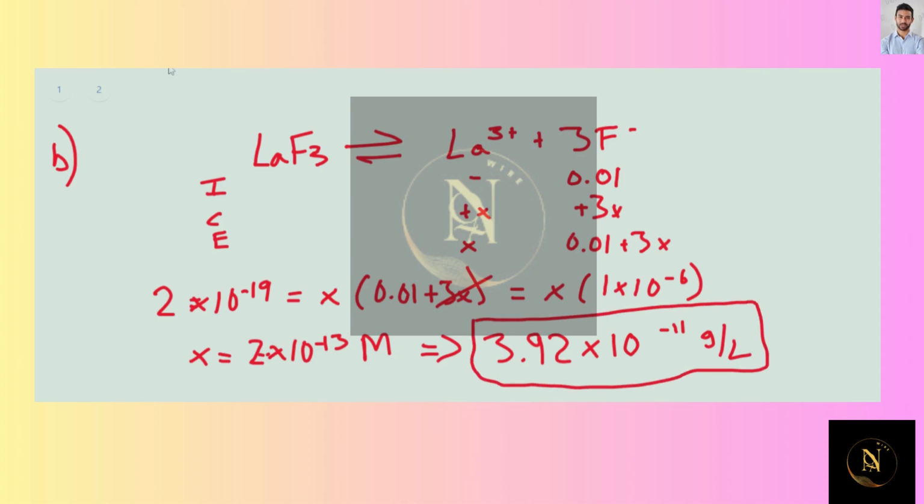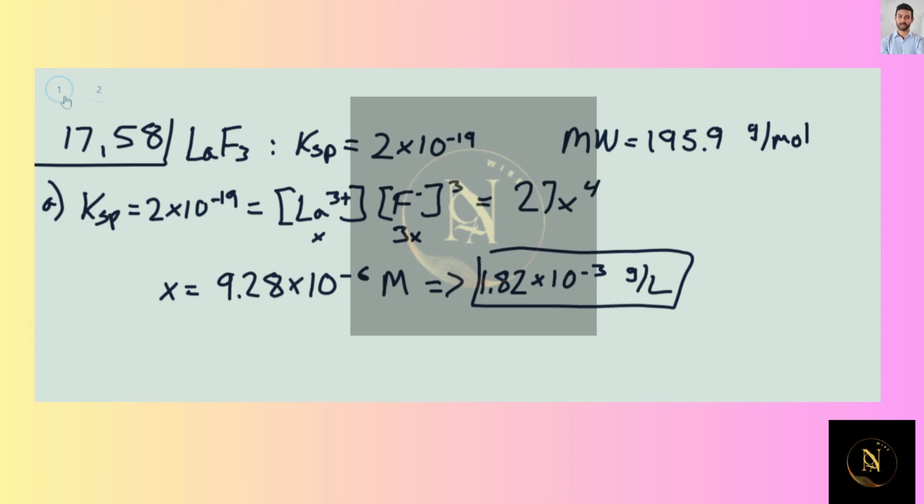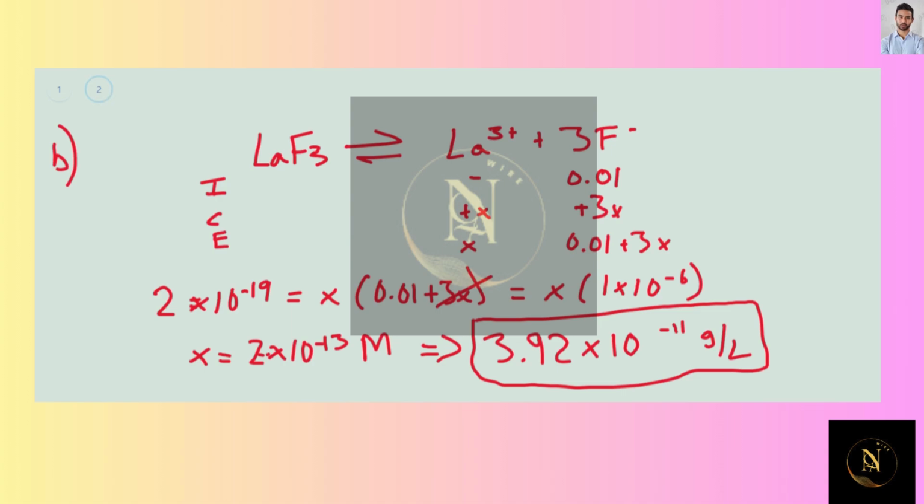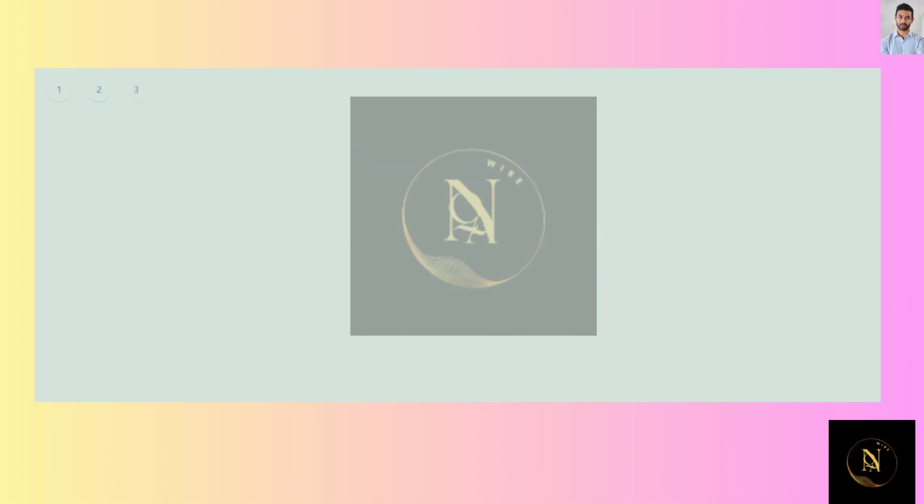So we can see that this has dramatically decreased from the value of 1.82 times 10 to the minus 3, which we got in pure water. So the common ion in this case dramatically reduces the solubility.